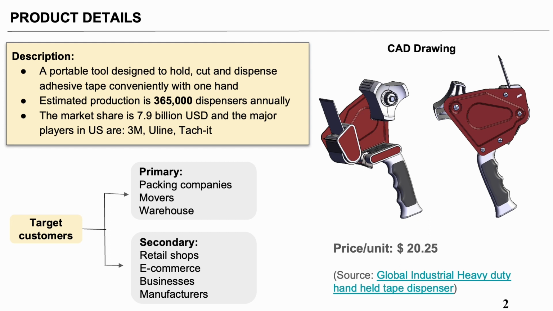Target customers. The primary target customers are the packing companies, movers and warehouses. Secondary target customers are the retail shops, e-commerce businesses and manufacturers. The CAD drawing of the packaging tape dispenser is shown on the right side. The price per unit is 20.25 US dollars per packaging tape dispenser.